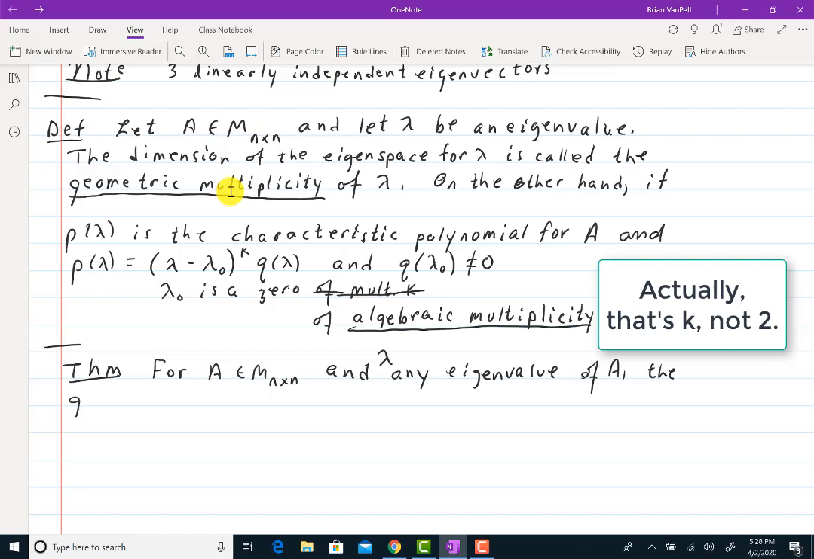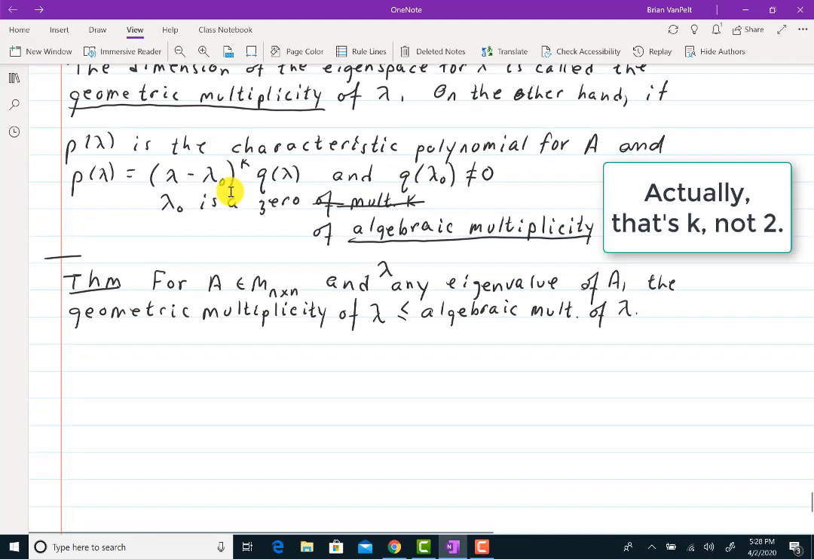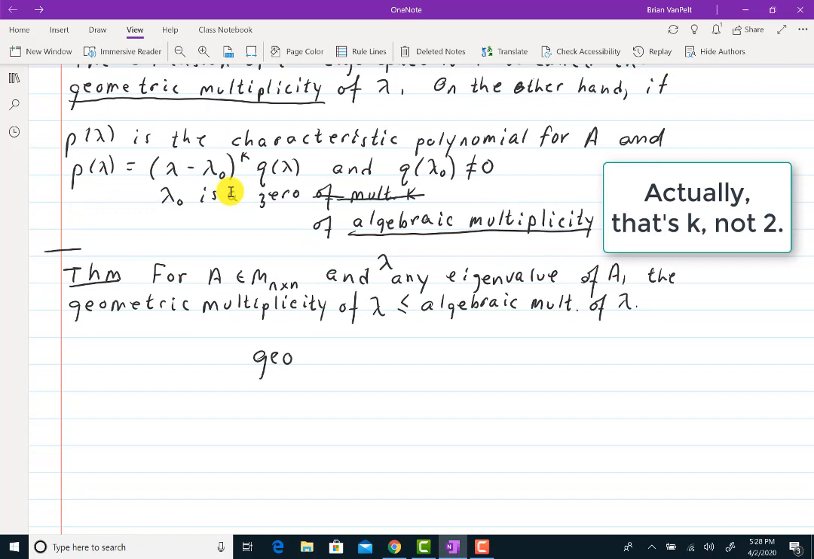the geometric multiplicity of lambda is less than or equal to the algebraic multiplicity of lambda. So just remember it this way: geometric multiplicity is always less than or equal to algebraic multiplicity. Geometric is the dimension of the space spanned by the eigenspace for lambda. Algebraic is the number of times that lambda is a zero of the characteristic polynomial.